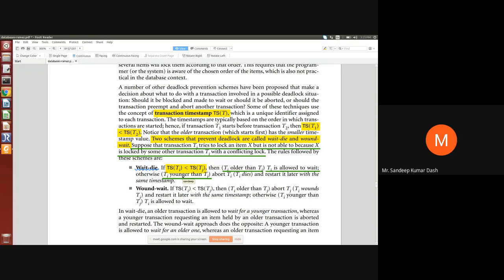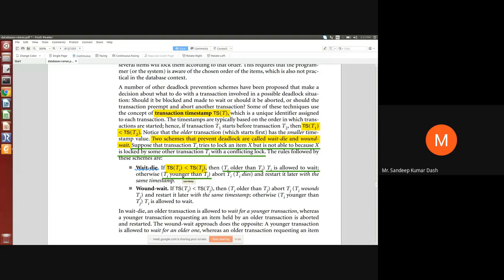There is another technique called wound-wait. In wound-wait, in the same case, if TS of Ti is the older transaction, and if Tj, the younger transaction, is holding a lock and an older transaction is requesting the lock on the data item, then abort Tj. That means Tj, the younger transaction, will be directly aborted.